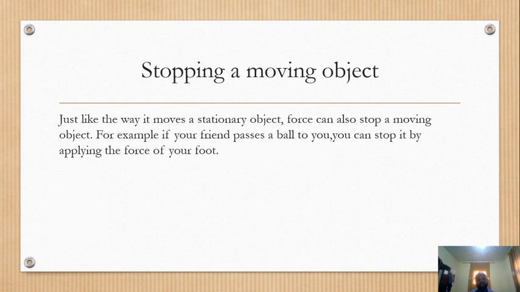Stopping a moving object. We were talking about moving a stationary object. Now we are going to talk about stopping a moving object. Just like the way it moves a stationary object, force can also stop a moving object. If your friend, for example, passes a ball to you, you can stop it by applying the force of your foot. You can stop it, right?